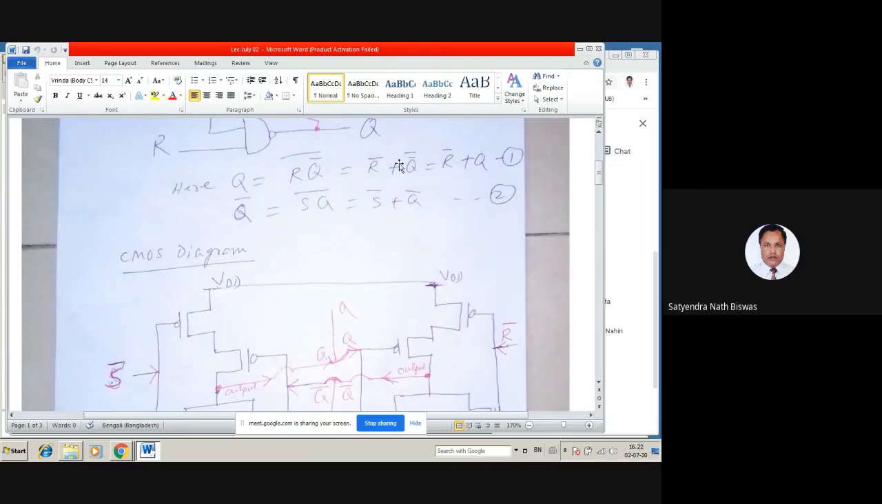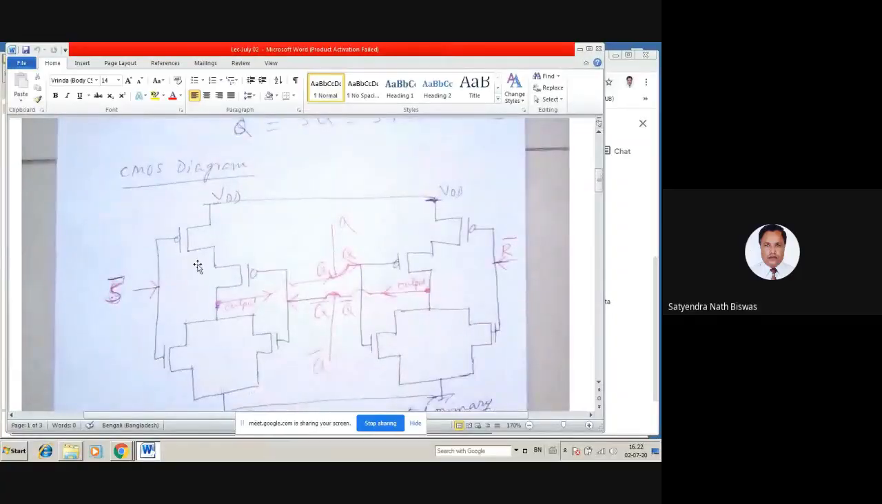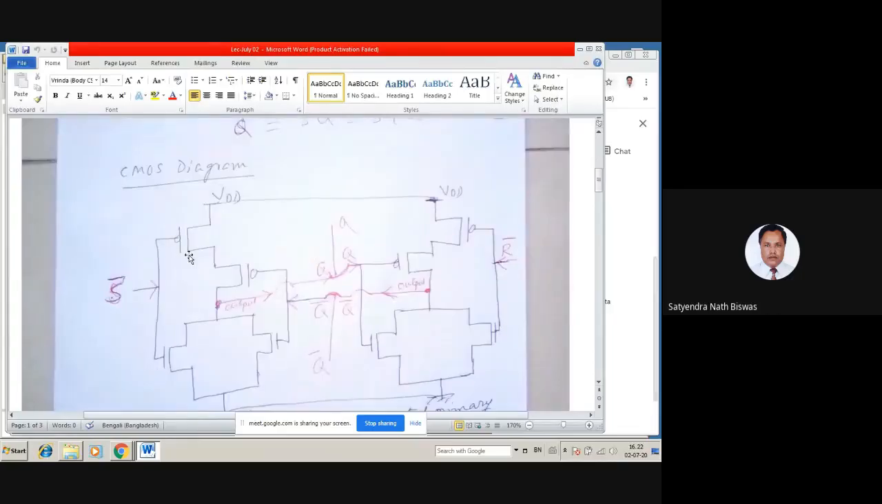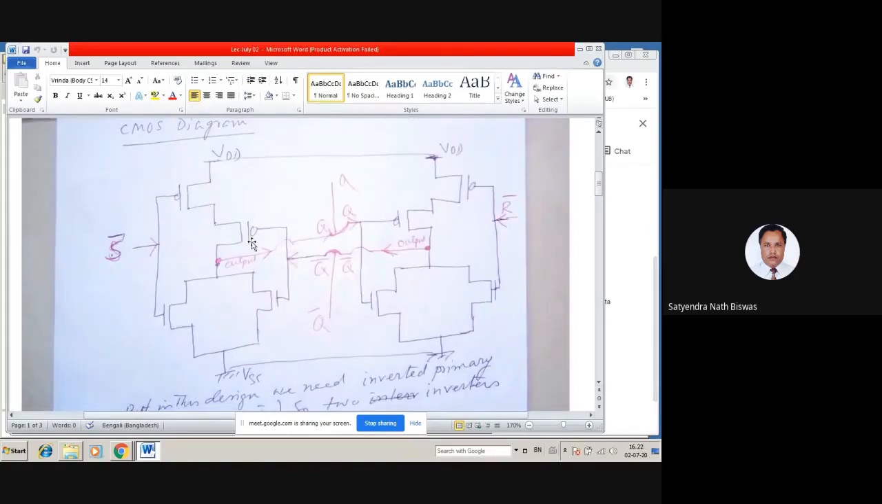So if we do that, what we'll have here is R bar plus Q. This is an OR gate, so we can make a CMOS diagram. This is the left side here. This is where the two PMOS will be. This is an OR gate, so the two PMOS will be in series. The top is one PMOS up here, and another one is at the bottom, so these two are in series. The two PMOSes are in series here, and then the two NMOSes are in parallel. Here you see the corresponding NMOSes are in parallel.